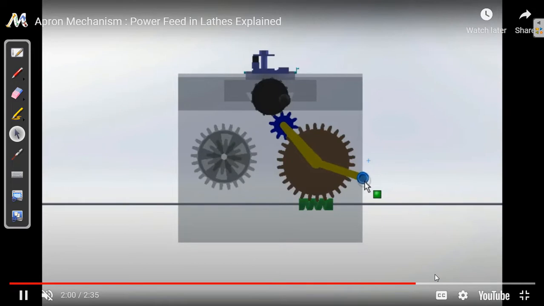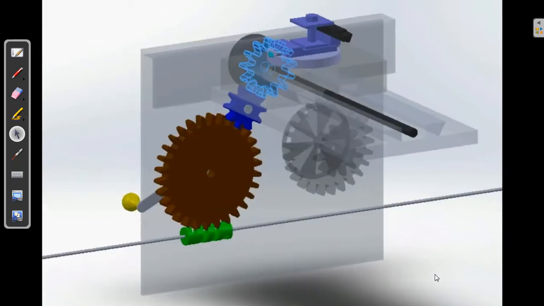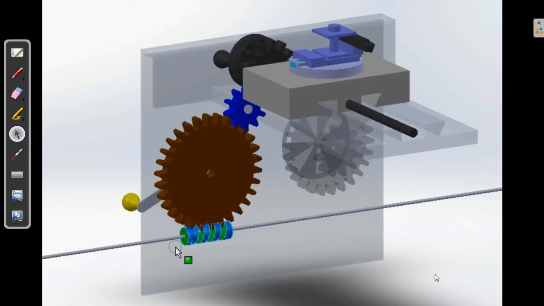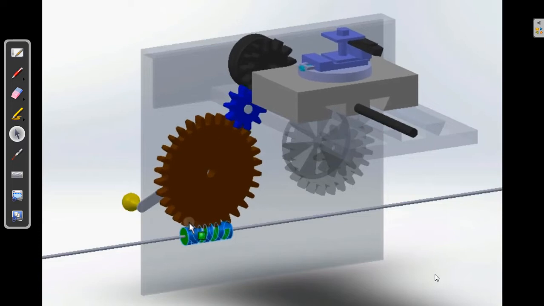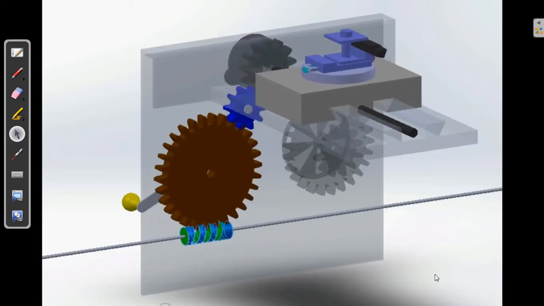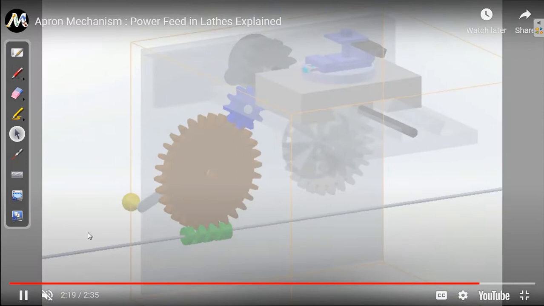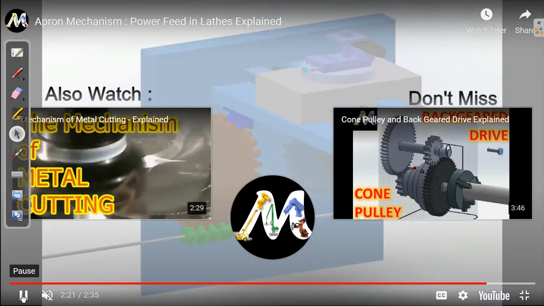Now if you change the gear position, you give the cross feed. You can give the cross feed as well by changing the lever position. Okay.